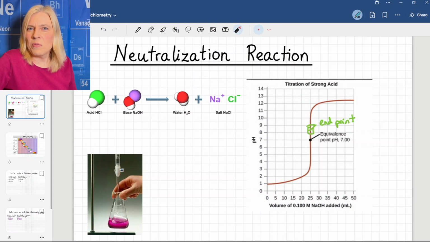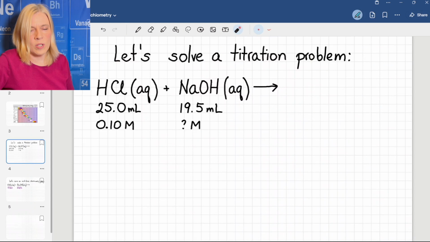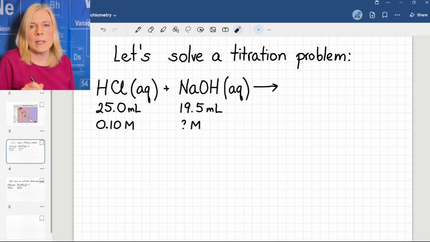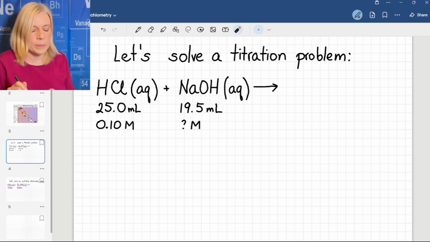So, are you ready to see if you can solve a problem? Let's solve a titration problem. Let's say we have our hydrochloric acid and we know a concentration. So we have 0.10 molar hydrochloric acid and we have 25 milliliters. We use the pipette to take 25 mils of hydrochloric acid and we put it into an Erlenmeyer flask.